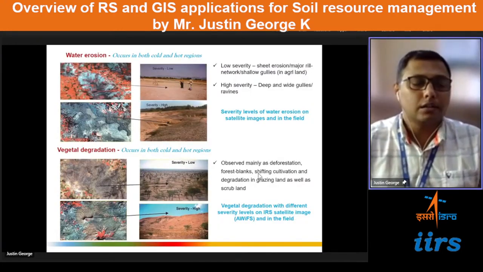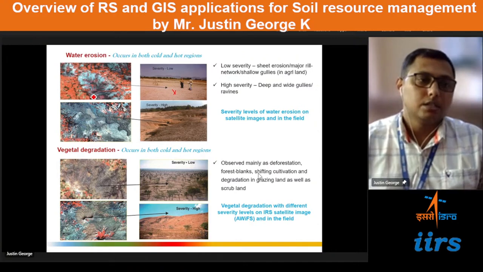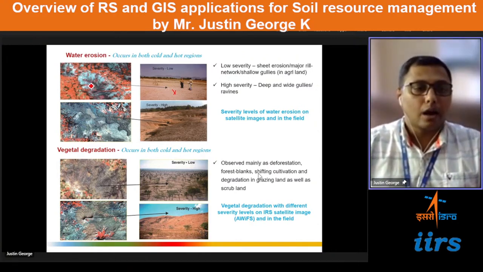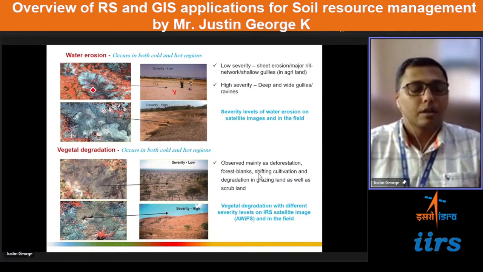And this is how water erosion can occur in both cold as well as hot regions, because it is mainly determined by the rainfall as well as the runoff. So you can see this particular area in the field photograph, and how the area will look in the satellite image. Once we have a mind correlation between how the area looks and how the signature will appear on the satellite image, you will be able to map.